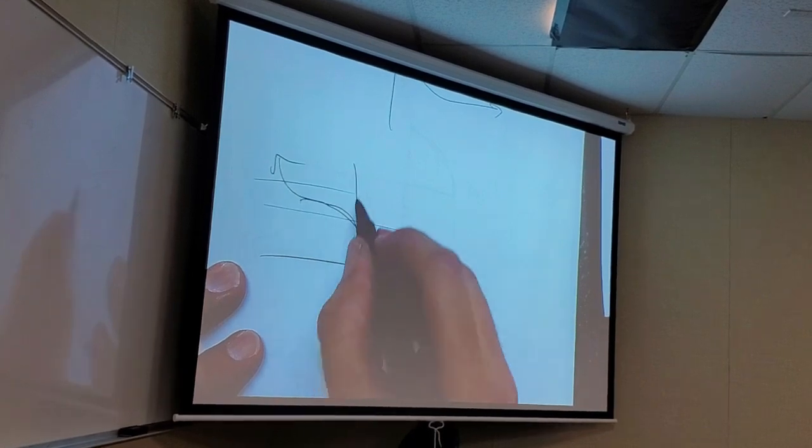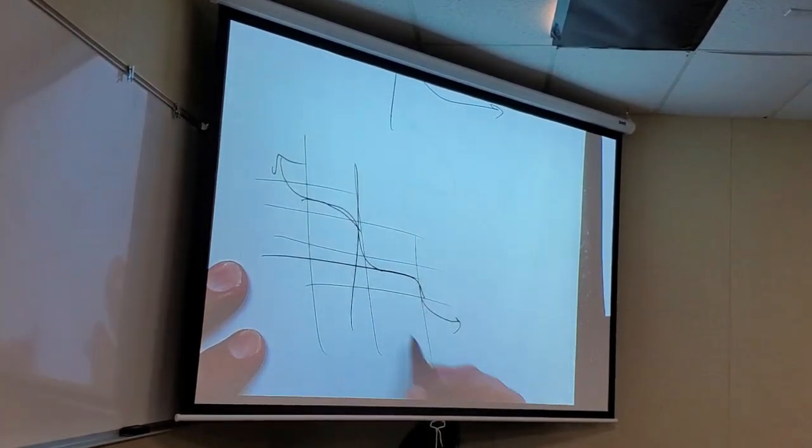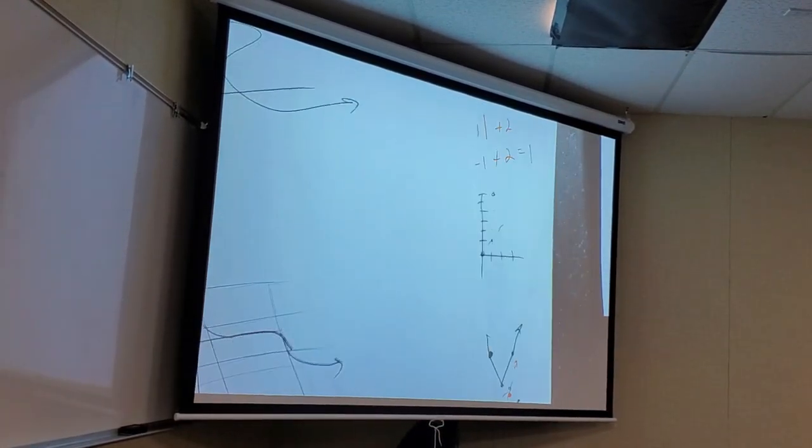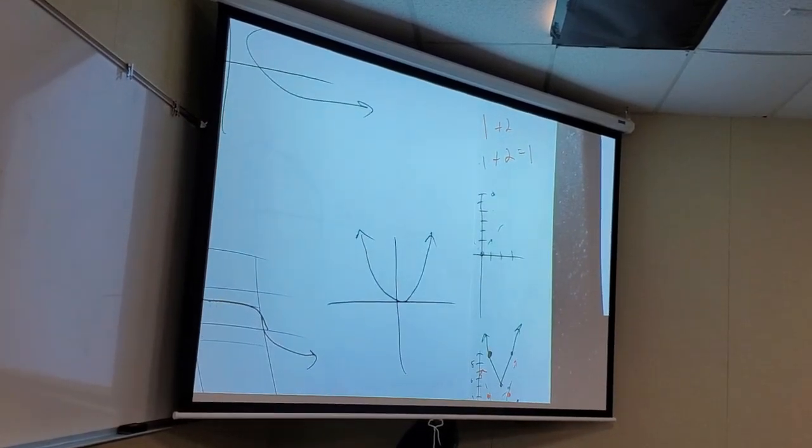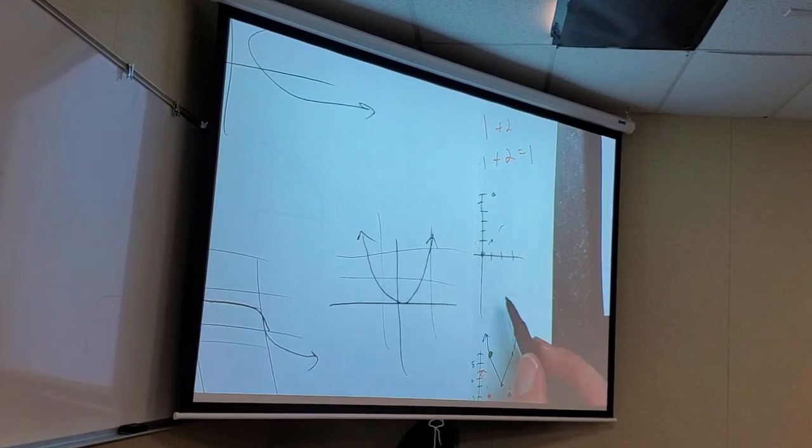Yeah, so it passes the vertical line test, so it's a function, and it passes the horizontal line test, so it's invertible. Obviously, what about a parabola? Any parabola? No. It's a function, but it's not invertible. Do you guys see that? It's that nice. It's that quick.